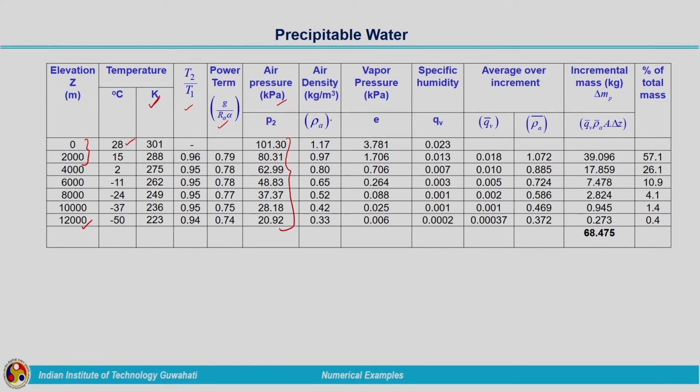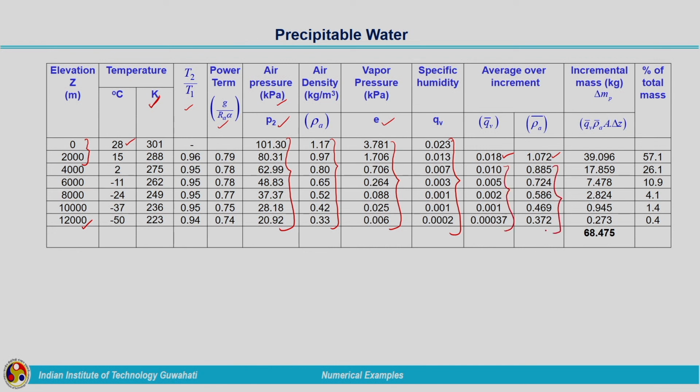Air density, again by making use of the ideal gas law, for different incremental elevations we have calculated, and vapor pressure by making use of the saturation vapor pressure curve we have calculated. E is there, P is there, so we can calculate the specific humidity for different incremental depths. After that we have calculated the average value of QV bar for 0 to 2000. What is the average value coming? It is 0.018 corresponding to specific humidity, and also for air density we have calculated the average values. The same step is repeated for other incremental elevations also.